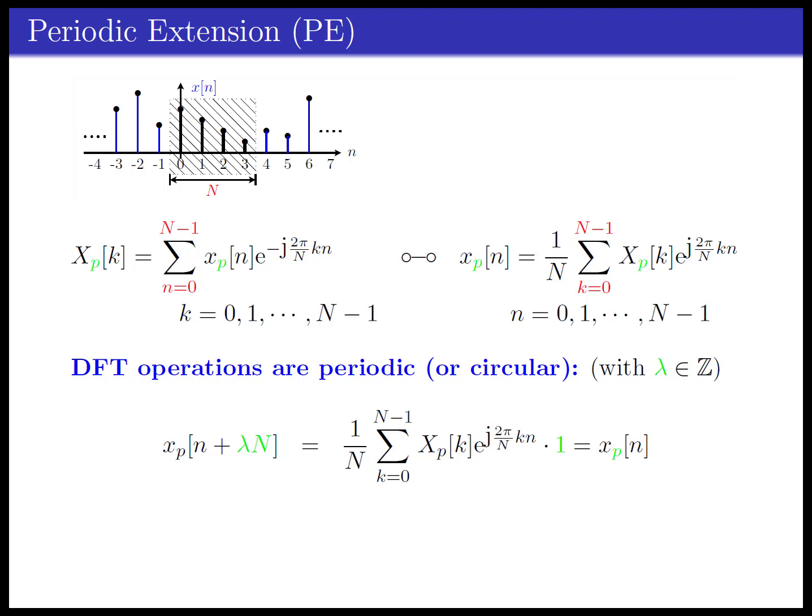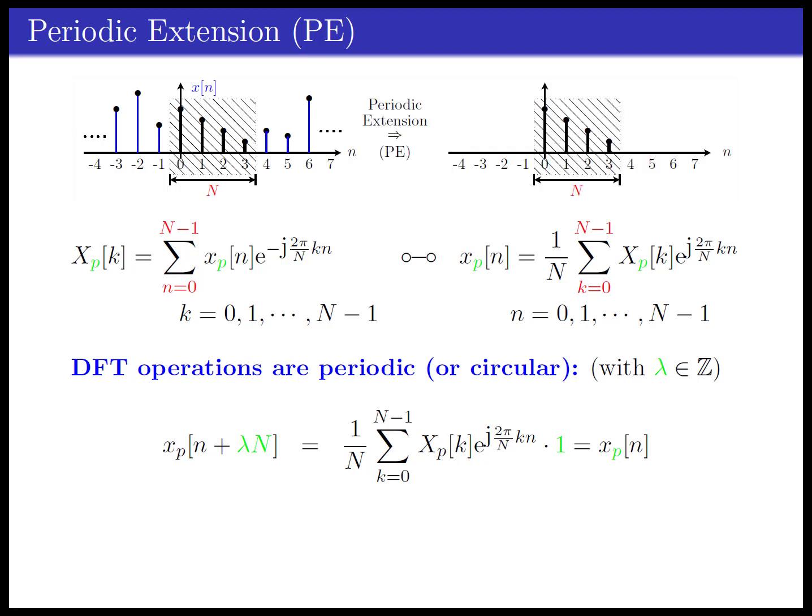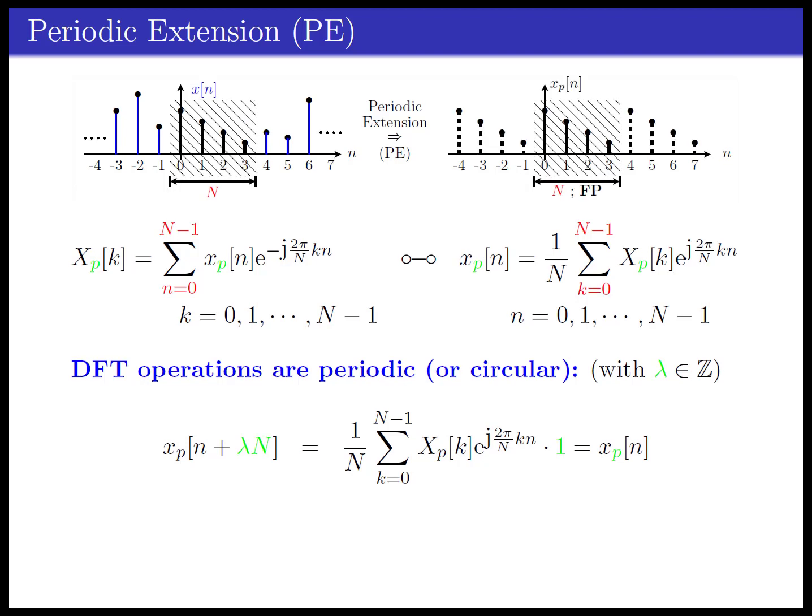This implies that we can construct signal x_p[n] from the original signal x[n] by first selecting the N samples that are used in the DFT operation and then periodically repeating these samples. Typically, we use the N samples ranging from index n is 0 until N-1, which is the so-called fundamental period, abbreviated by Fp. In a similar way, it can be shown that the DFT samples X_p[k] are periodic.